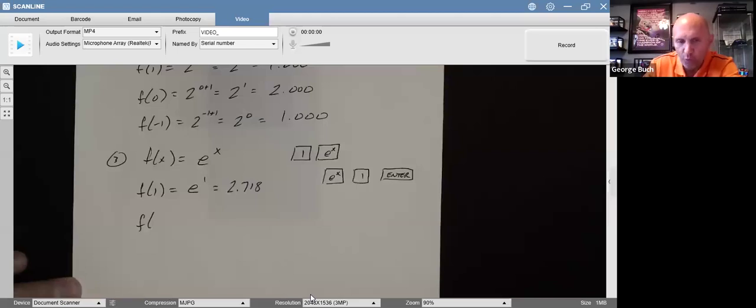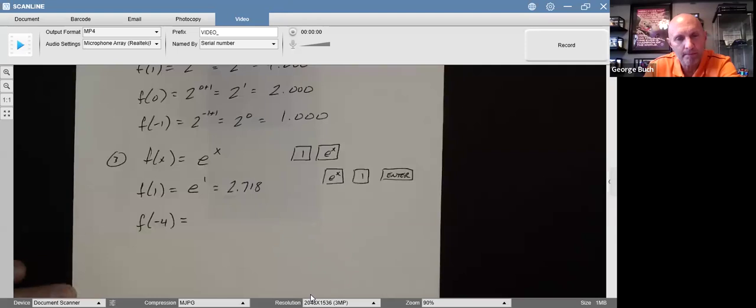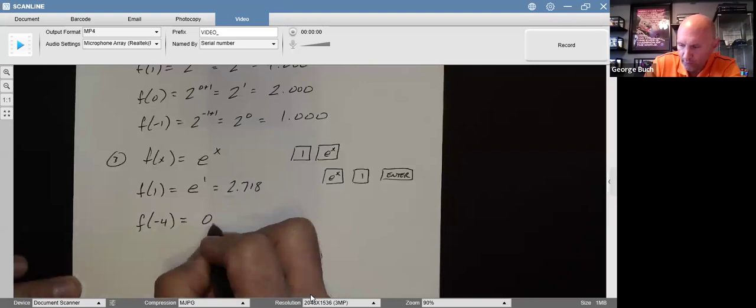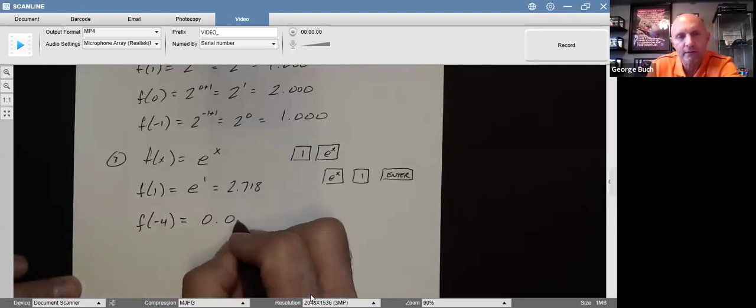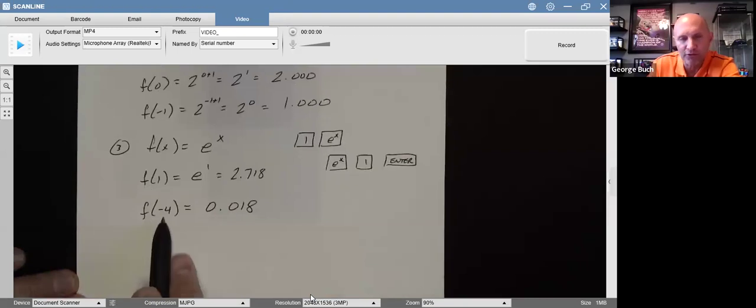So f of minus 4. Try that one on your calculator. And the value you should get to 3 decimal places should be 0.018. Again, it's not negative just because this is negative. That just means the exponent is negative.